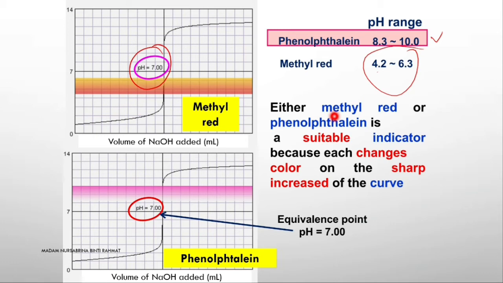Definitely we want to make sure the reaction has already reached completion, has already reached the equivalence point. So we need to use an indicator that changes color after the equivalence point has been reached. That's why for the strong acid and strong base here, we're going to use phenolphthalein as the indicator to indicate the end point of our titration reaction. Because if we use methyl red, it will change color before we achieve our equivalence point, so your titration is not valid, it's not accurate.